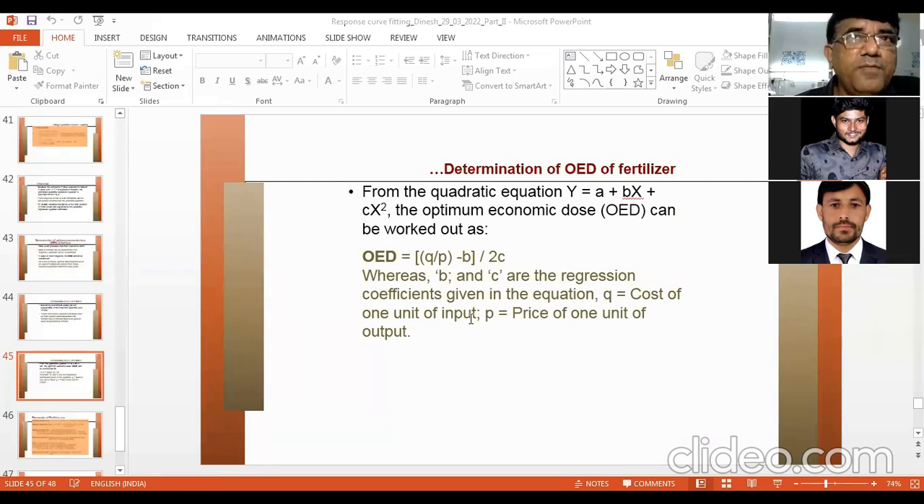What is the cost of 1 kg K2O? And p is the price of 1 unit of output. What is the price of 1 kg of rice? So here the commodity is rice, and the fertilizer is potassium.